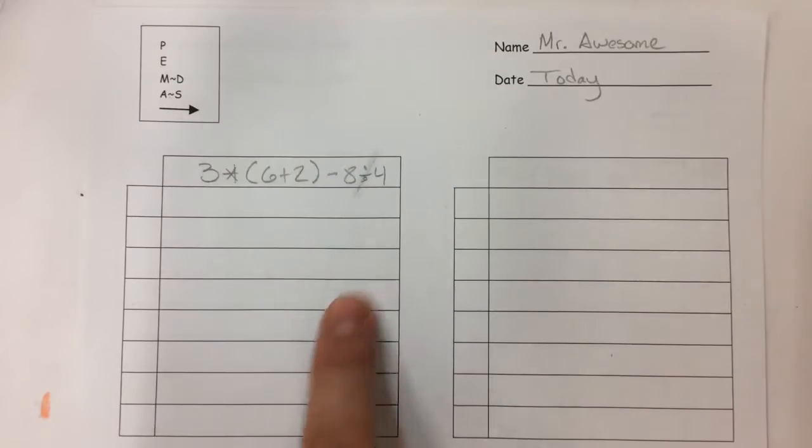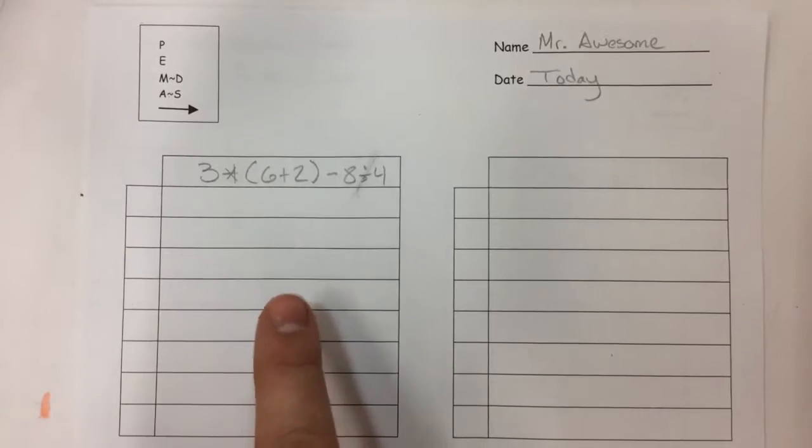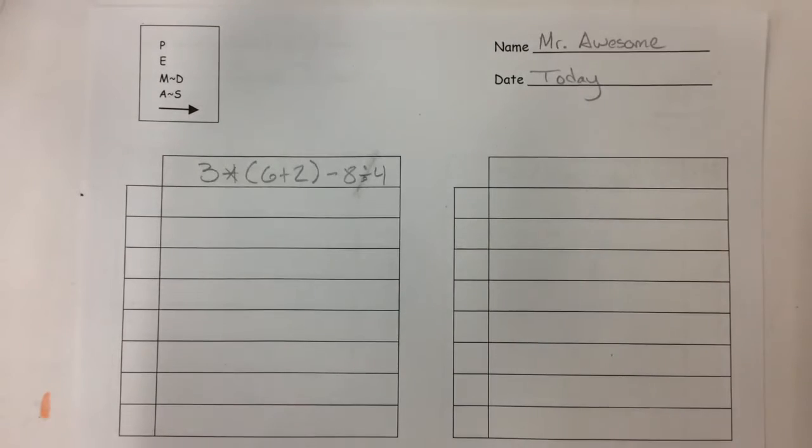I want to see your work on this paper, because with order of operations, how you're doing the work is more important than your answer, and this is how you're going to show your work. It's really important that you get into this habit, because as you move into middle school and you start doing pre-algebra and algebra, showing your work is going to be really, really, really crucial.